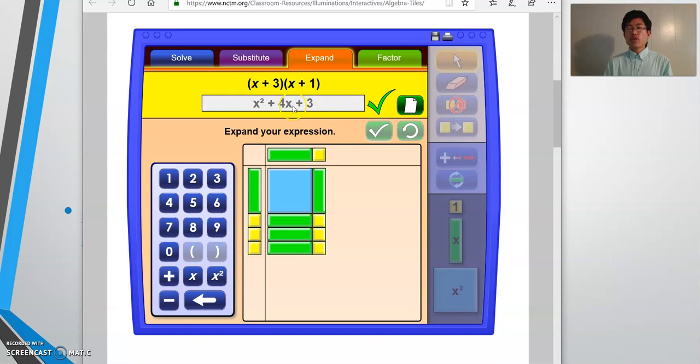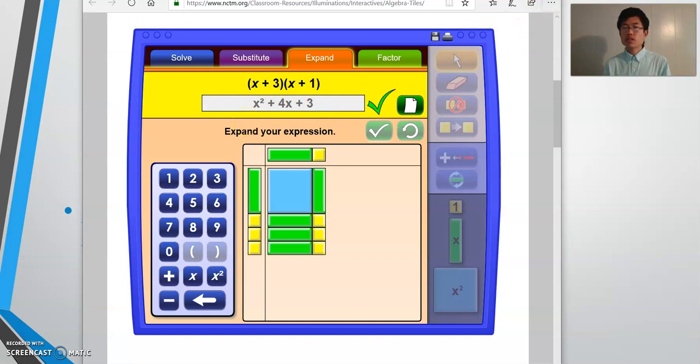Okay. Now when you are doing this without these tiles, what you do is multiply each thing inside the parentheses to the other parentheses. So that means I'm going to multiply x to x, x to the 1, and then 3 into x, 3 into 1. Once you multiply those, you have to combine like terms, and you'll get this x squared plus 4x plus 3.